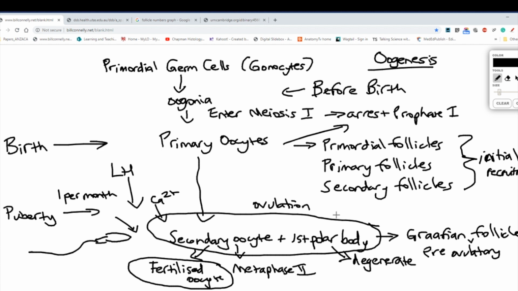So when the first polar body is degenerated, how many pairs of chromosomes remain?